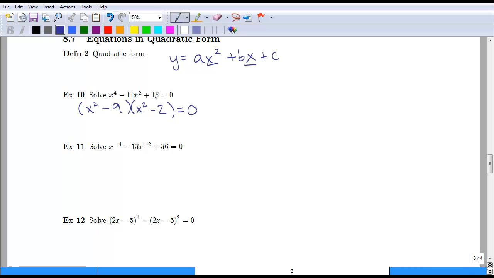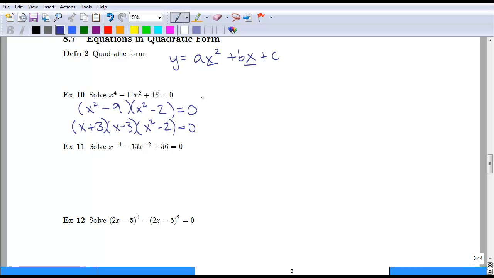Now, since these terms are squared, we need to take another step and ask, do any of these terms factor further? And yes, the x squared minus 9 does factor. It is a difference of perfect squares, so it factors to be x plus 3, x minus 3, and we are left with the x squared minus 2. That does factor, but not into perfect squares.